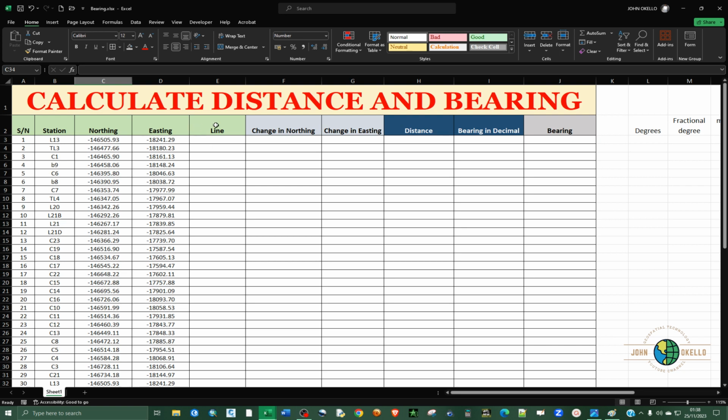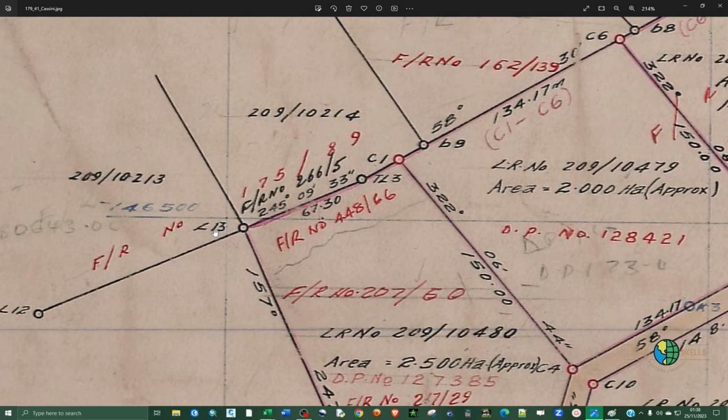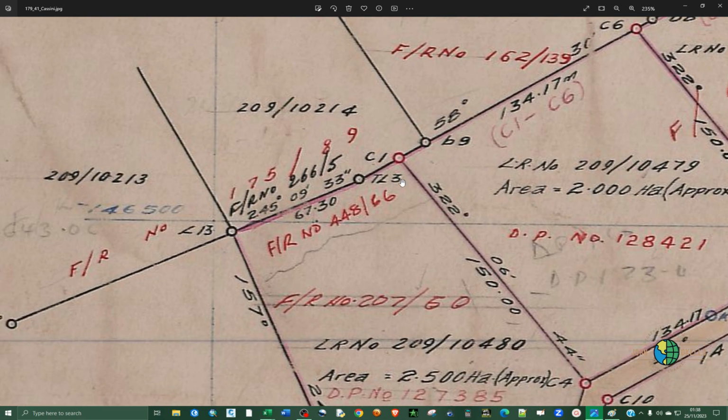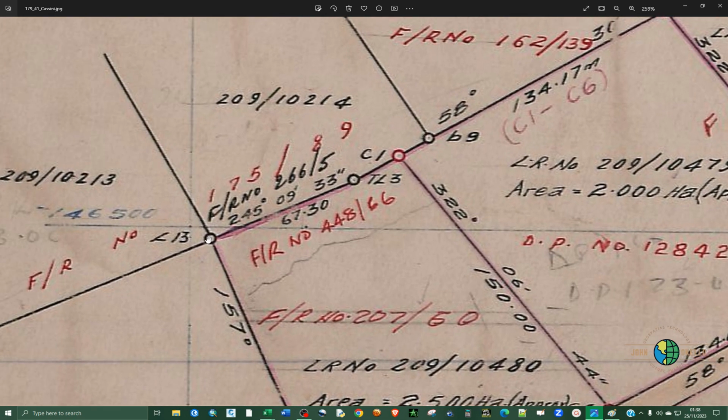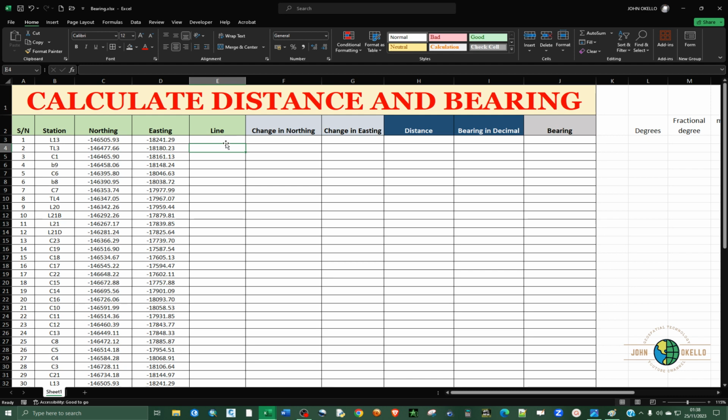And then the next column is about line. We are going to indicate the lines. For example, we are moving from L13 to TL3, so that's a line. TL3 to C1, that's a line. C1 to B9, that's a line. So we are going to use a formula to write that for easy verification and visualization.